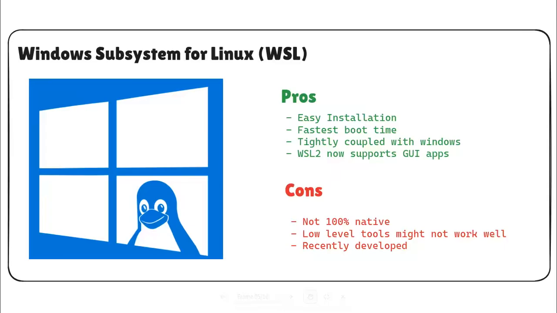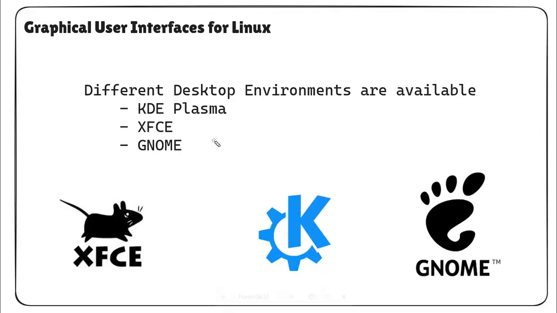So these are the few major disadvantages with WSL. Now let us explore different types of graphical user interfaces available for Linux. These are also known as desktop environments, and there are lots of desktop environments available for Linux. I have listed a few here. The first one is KDE Plasma, the second one is XFCE, and third one is GNOME.